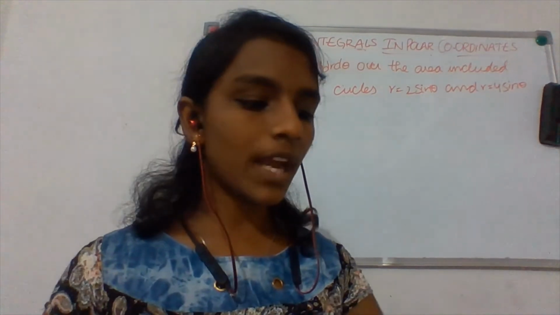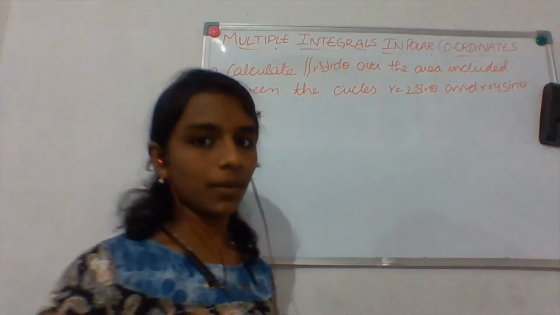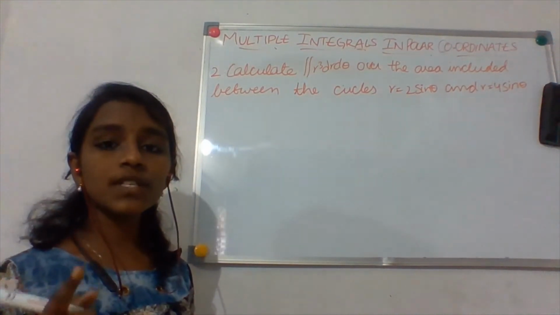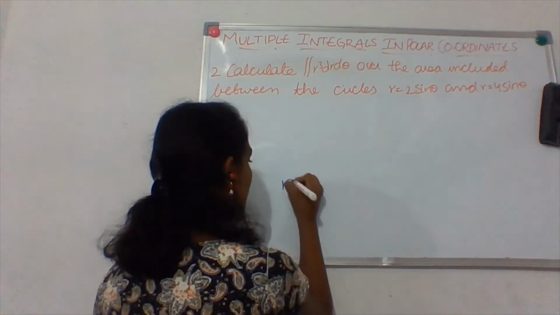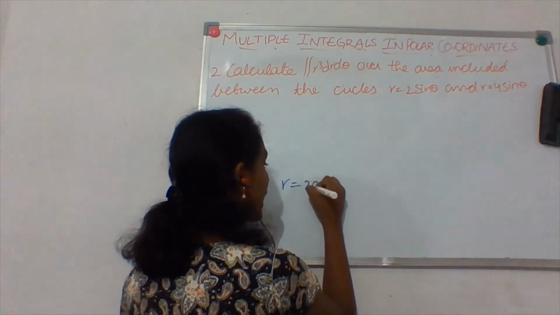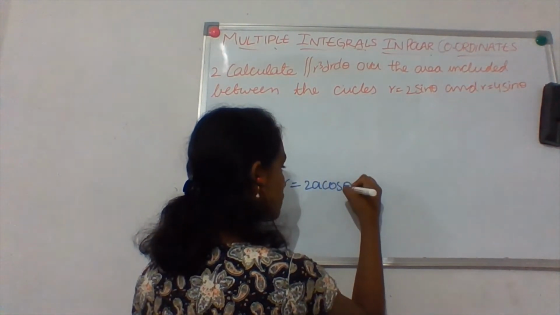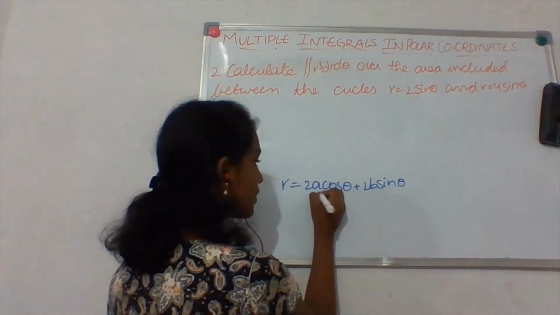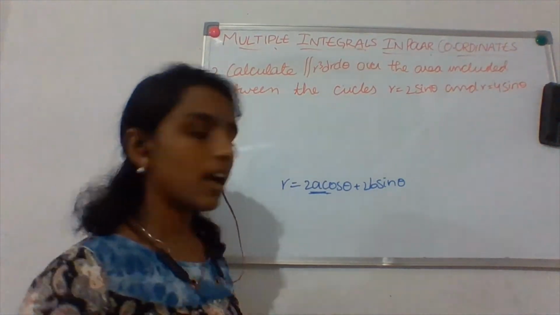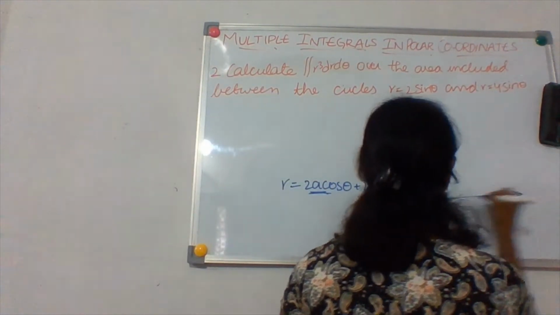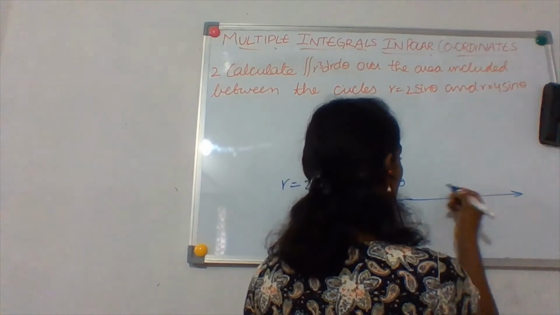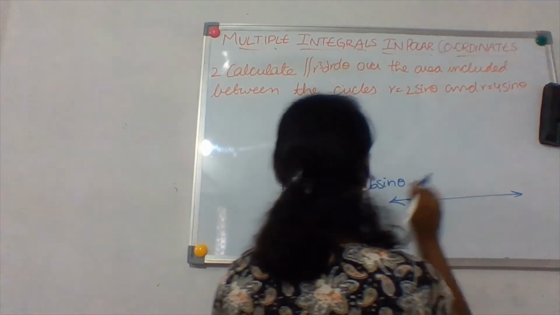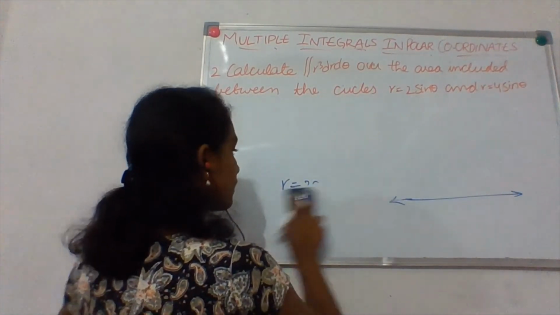So the first thing is that we have to draw the diagram. Yes. I already know that the equation of a circle in polar coordinates is r equals 2a cos theta plus 2b sin theta. So this a represents this, if you have this as the initial line. So this is 2a cos theta and this is 2b sin theta. Okay, that is it.